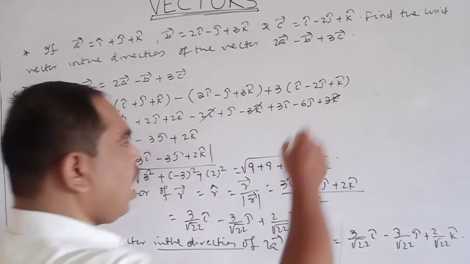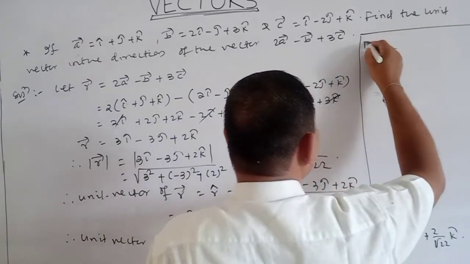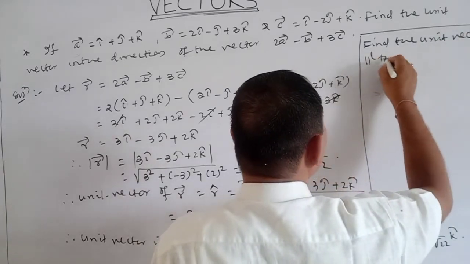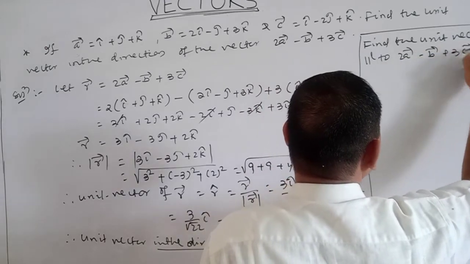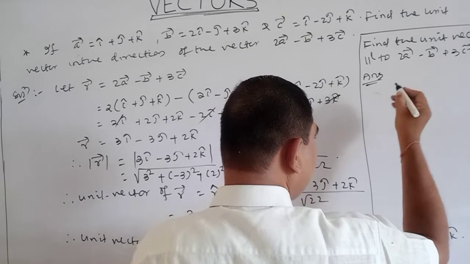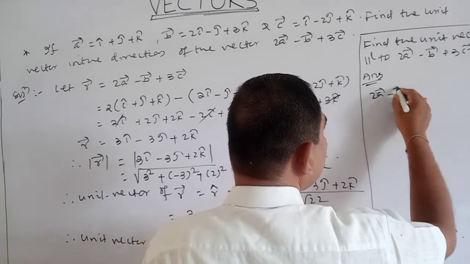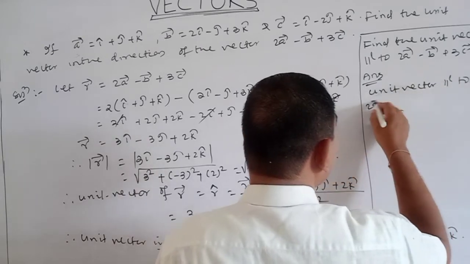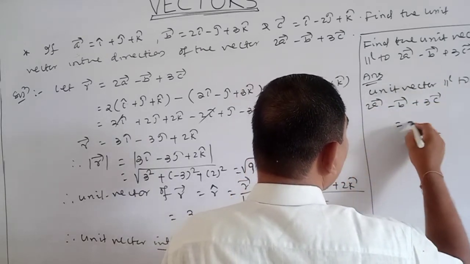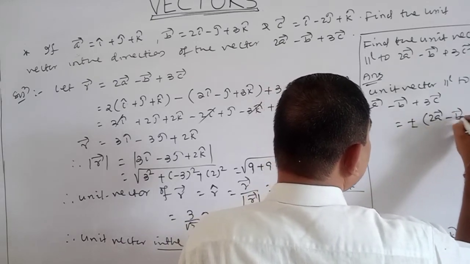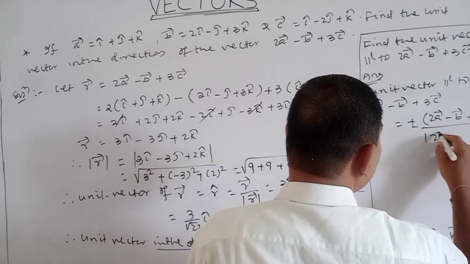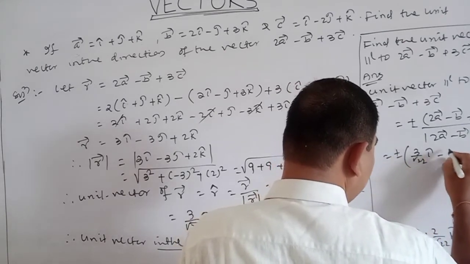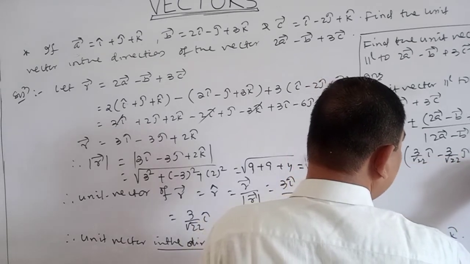But if the question is find the unit vector parallel to 2a minus b plus 3c, then what will the answer be? The unit vector parallel to 2a minus b plus 3c is equal to plus or minus (2a vector minus b vector plus 3c vector) by mode of 2a minus b plus 3c. That means plus or minus 3 by root 22 i cap minus 3 by root 22 j cap plus 2 by root 22 k cap.